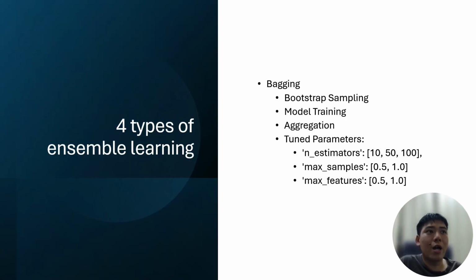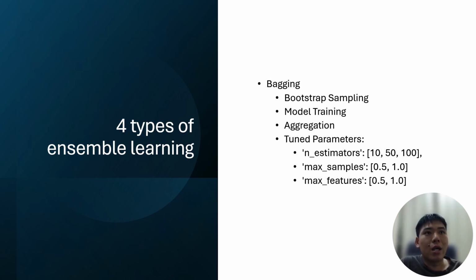There are four types of ensemble learning we have chosen. The first one is bagging. Bagging in ensemble learning involves training multiple models on different bootstrap samples of the data and aggregating their predictions to improve the robustness and reduce the variance.